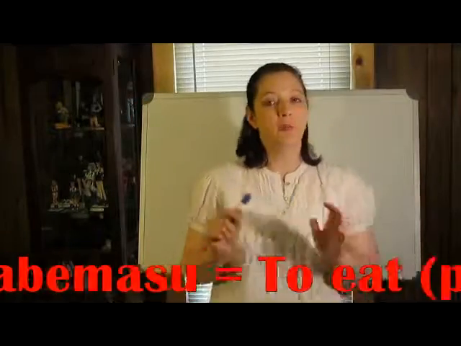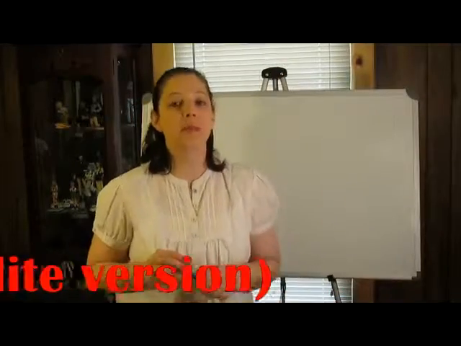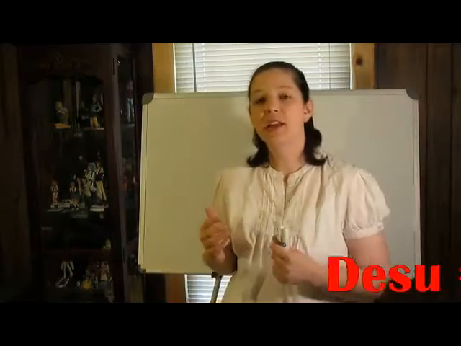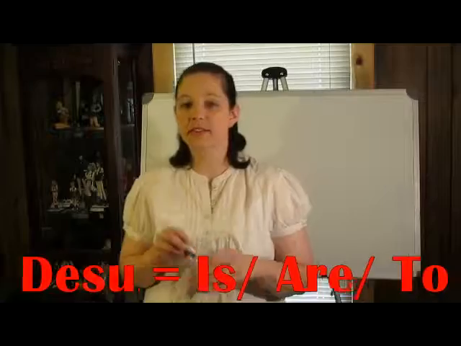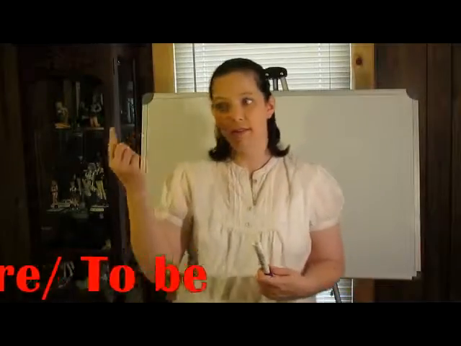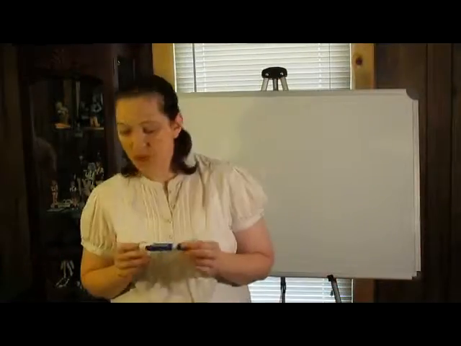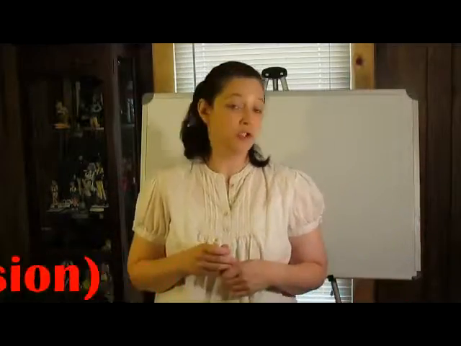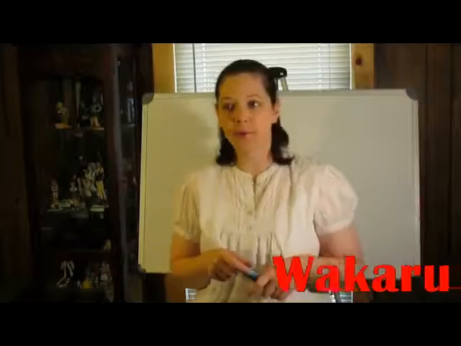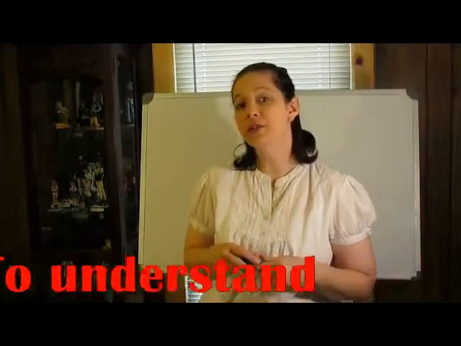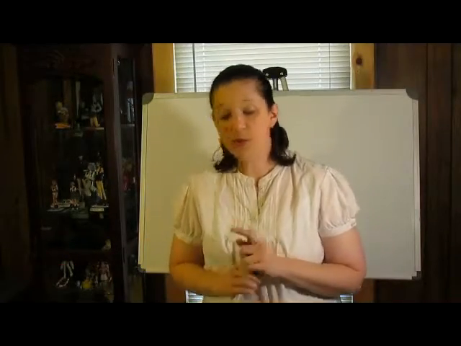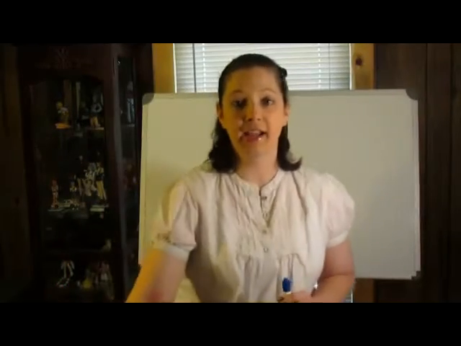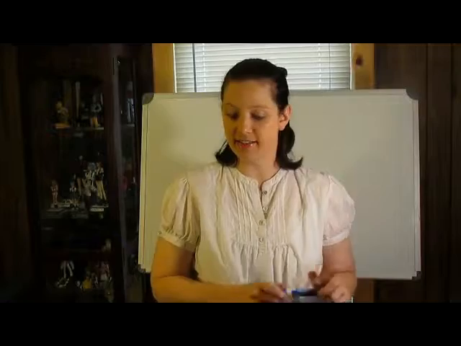Tabemasu. Tabemasu is in polite form, but it's a verb that means to eat. Des. Looks like desu, but it's pronounced des. It means is, are, to be. Nomimasu, another polite form verb that means to drink. And wakaru, it means to understand. So those are some of the words that we're going to be using today. So let's go ahead and get into the lesson.